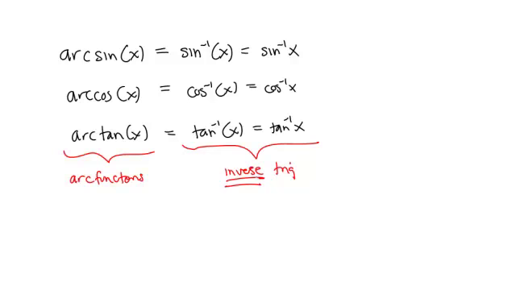Trig functions don't have inverses because if you draw their mirror image graph, they fail the vertical line test. These are only partial inverses. The other reason, though, is probably more practical, and that's because this notation right here is extraordinarily confusing.